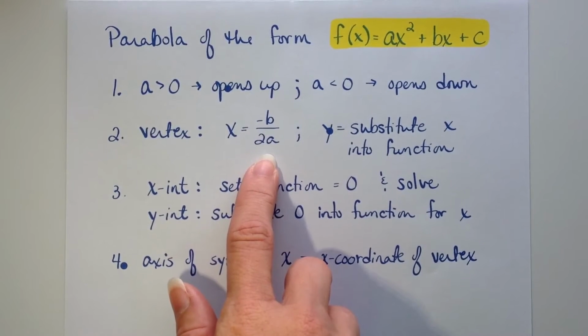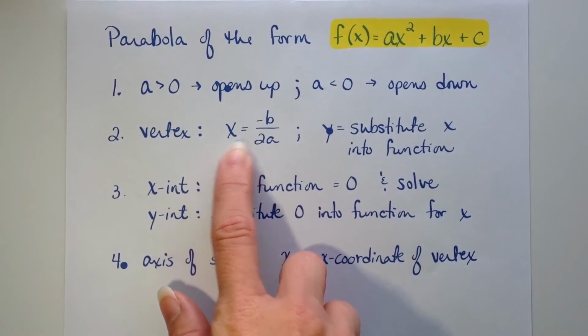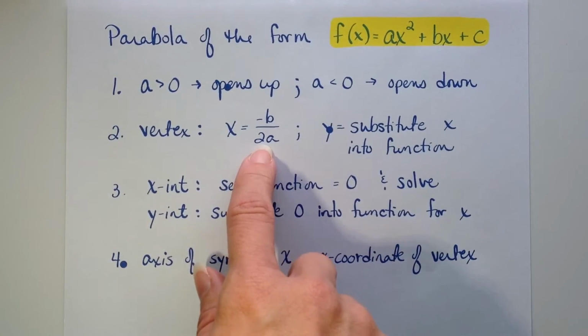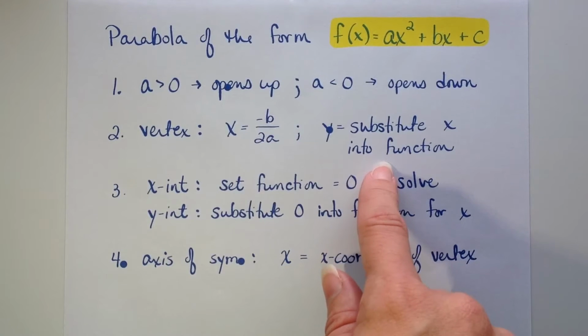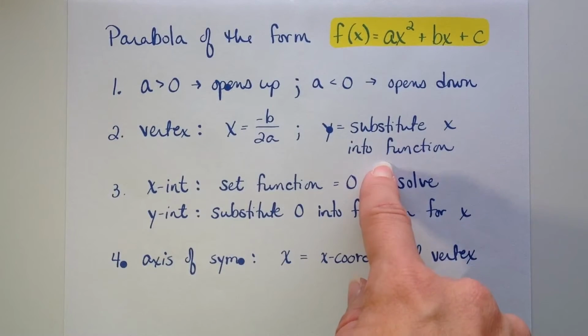To find the vertex when it's in this particular form, there's a little formula, x equals negative b divided by 2a, and that's going to give you the x coordinate of your vertex. Once you have that value, then all that you have to do is take your x value and substitute it back into the function, and that'll find your y value, the y coordinate of your vertex.